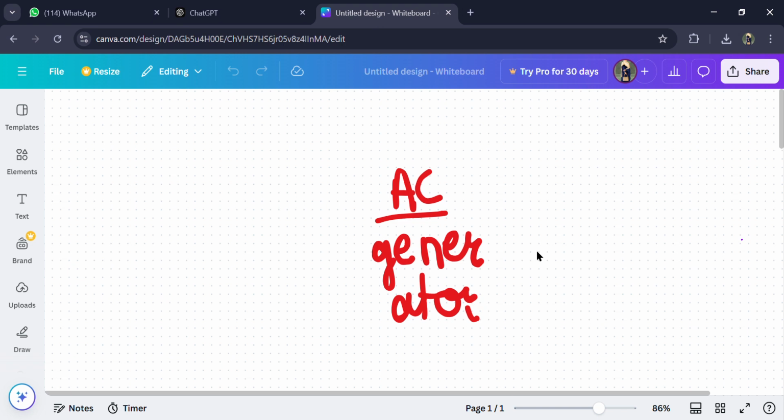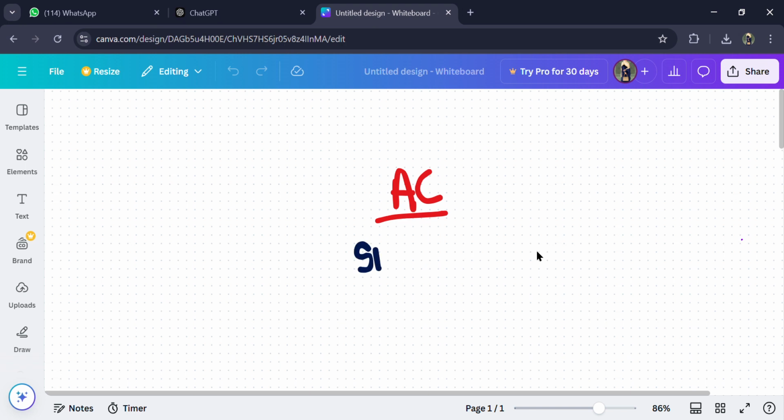Generators are those devices that use mechanical energy to convert it to electrical energy. Those devices are known as generators. So AC currents are mostly used in generators. First thing, this is the property of the AC current. Second thing, AC currents mostly have a sinusoidal wave. I think I should use this word, sinusoidal wave.